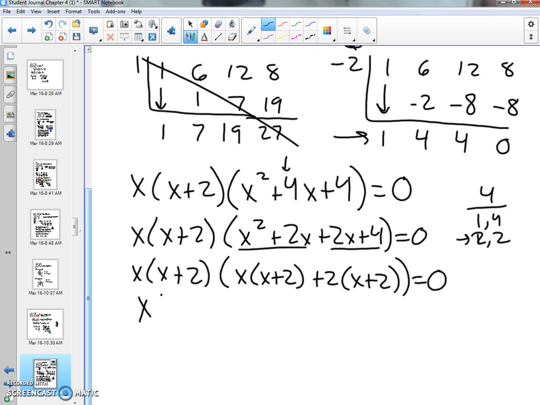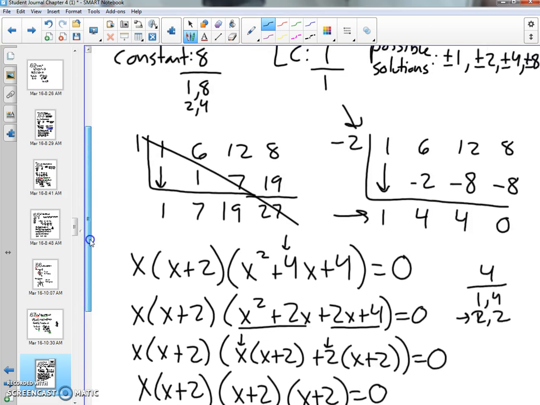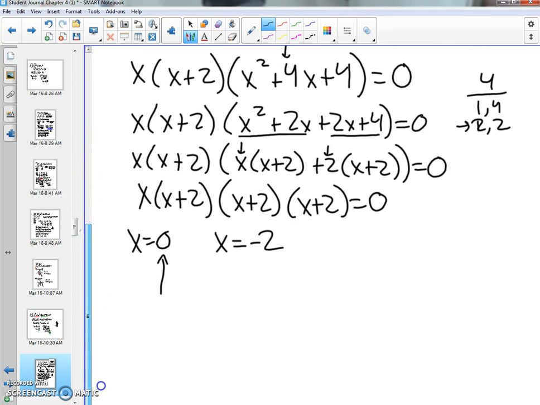So I end up with my x plus 2. And then from here I get an x plus 2. And then my piece out in front is another x plus 2. So I have 3 x plus 2's here. So my solutions would be x equals 0. And then from each of these I get x equals -2 three different times. So my degree to start with was 4, so I ended up with 0, and then I got -2 1, 2, 3 times, so that would be my total of 4 solutions there.